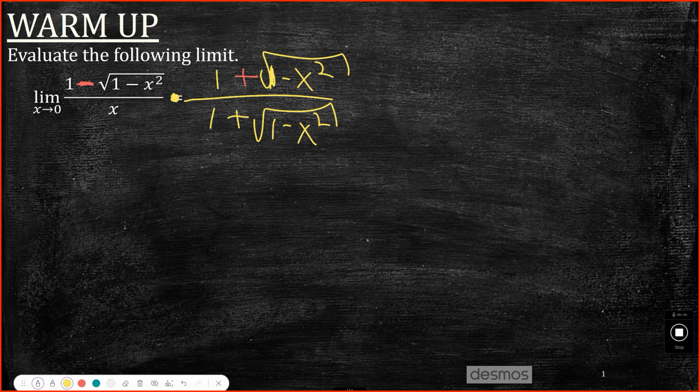And this also is true. We're not doing anything. Something over itself is 1. So it's 1 over 1 is 1. This is mathematically fine. There's nothing wrong with it. So we multiply this out.